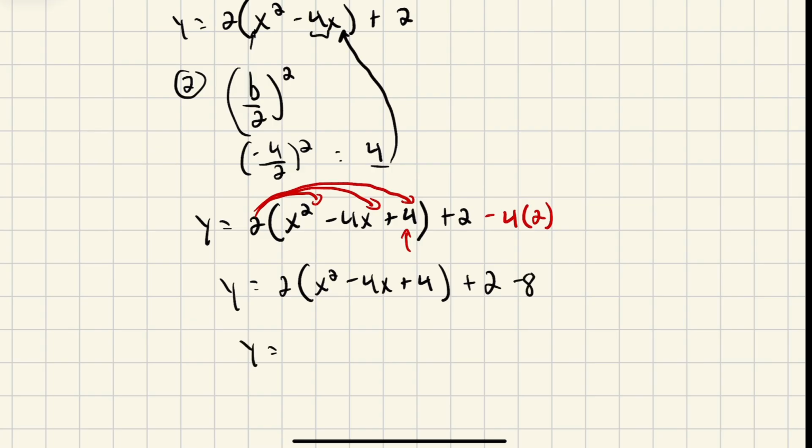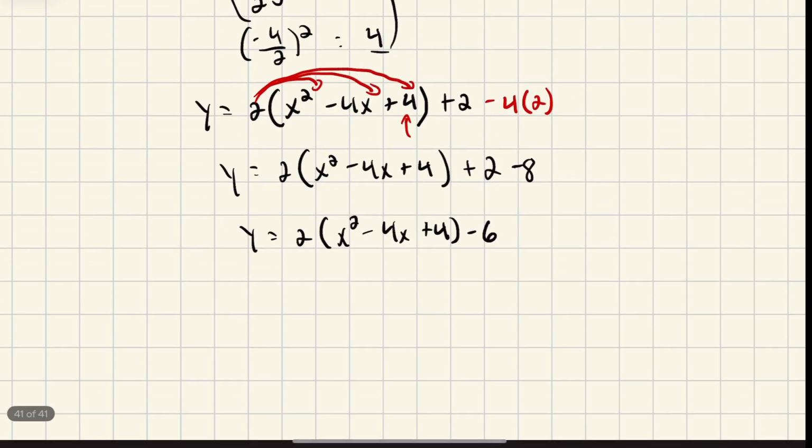I'm going to clean this up even further. I'm going to go 2x squared minus 4x plus 4 plus, sorry, it should be minus 6. So 2 minus 8 is minus 6. And then now what I should have inside this bracket is a perfect square trinomial. So for my third step, I'm going to factor that perfect square trinomial.